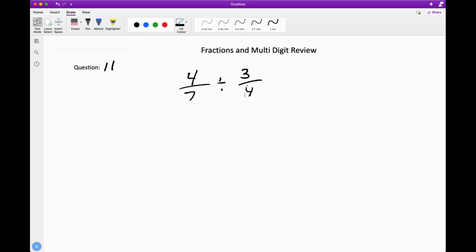All right, so now we see 4 over 7 divided by 3 over 4. So now we're finally doing something different than adding, subtracting, and multiplying.